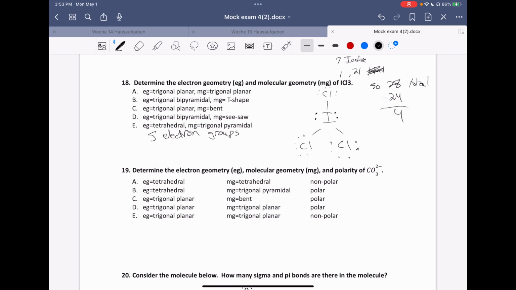So for 5 electron groups, your electron geometry is going to be trigonal bipyramidal. So we can already cross out 3 of these answer choices. And then we have 2 lone pairs. And I guess we can kind of draw this. We can try to draw it.